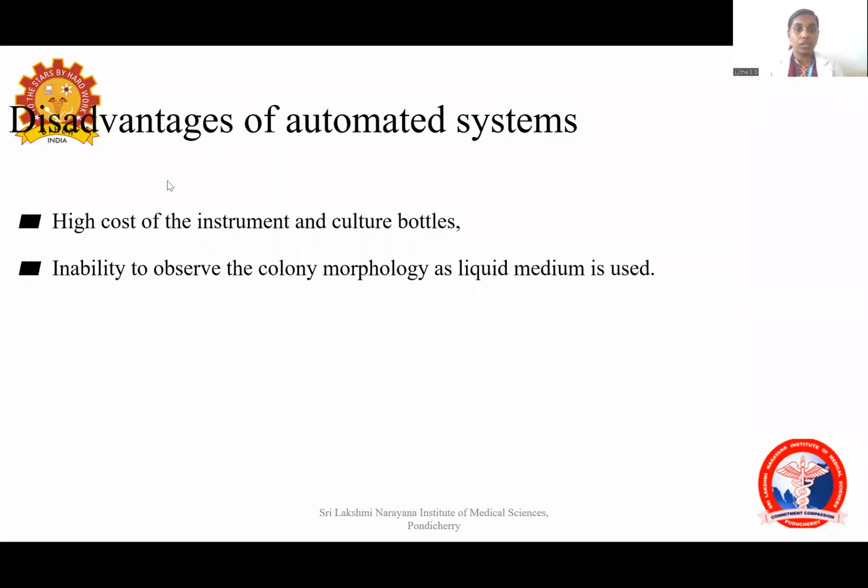The disadvantages of automated systems are, obviously, the high cost of the instrument and the inability to observe colony morphology, because we are not using solid medium. We are using liquid medium, and we are not able to initially identify which organism it is. Only once you subculture are you able to identify the organism.